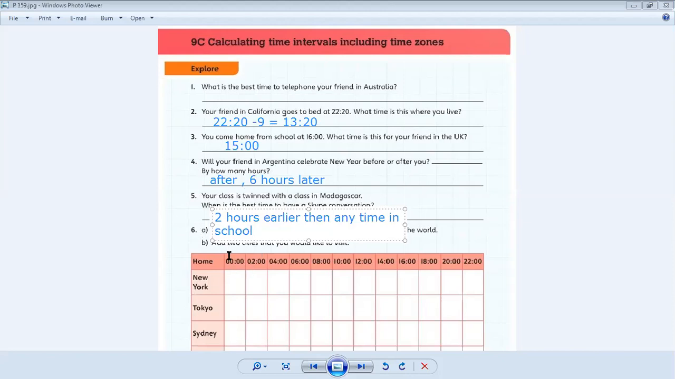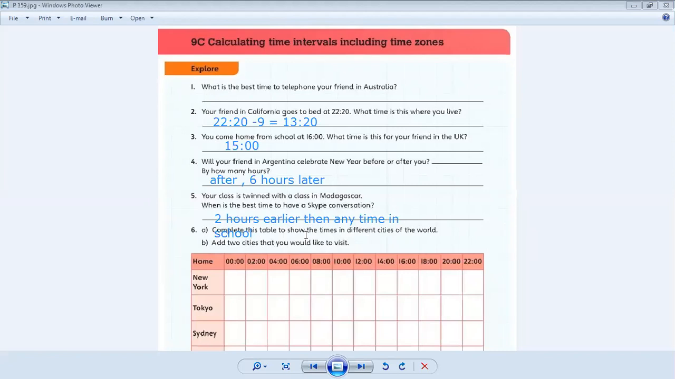Yes. Okay, question 6 is a kind of chart. We need to write, but I want to give you just 2 minutes to make this chart, and I will explain. Is it okay? You can see my questions and answers. Complete this table to show the times in different cities of the world. Add 2 cities that you would like to visit.